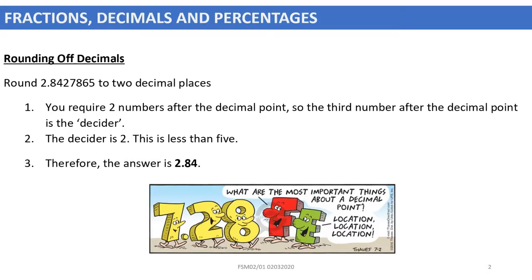So we've got to remember, 1 to 4, unless stated otherwise, you will always round down. 5 to 9 you will always round up. So in this case it's 2.842, and that 2 is less than 5. Our answer will be 2.84. However, if that 2 was a 5, 6, 7, 8 or 9, we would be rounding up. Therefore, that number would become 2.85.